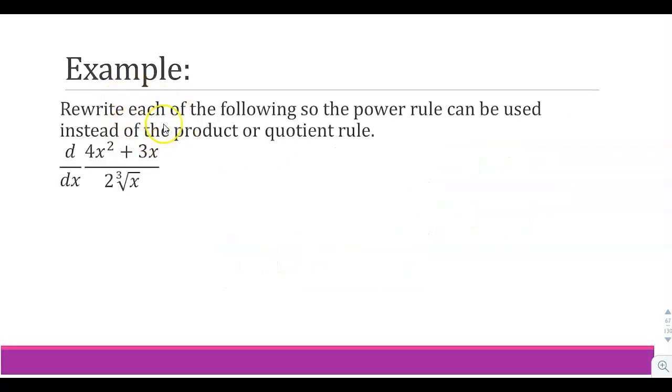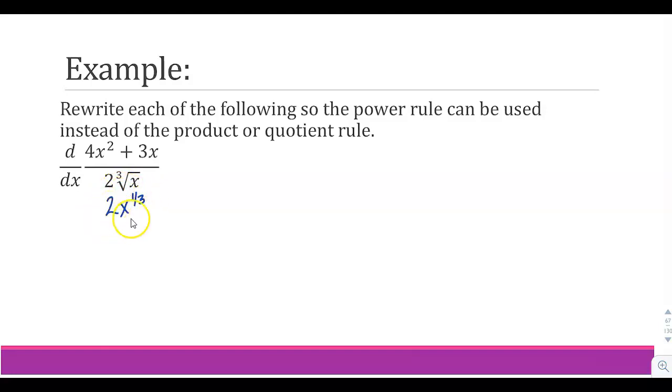In this example, we're going to do some rewriting so that we can avoid the quotient rule. So here, the indication that I'm going to try to avoid the quotient rule is when I have a quotient where there's only one term in the denominator. That's what indicates that I'm going to try to use some algebra first. And I'm going to rewrite this denominator as 2x to the 1/3 instead of the radical notation.